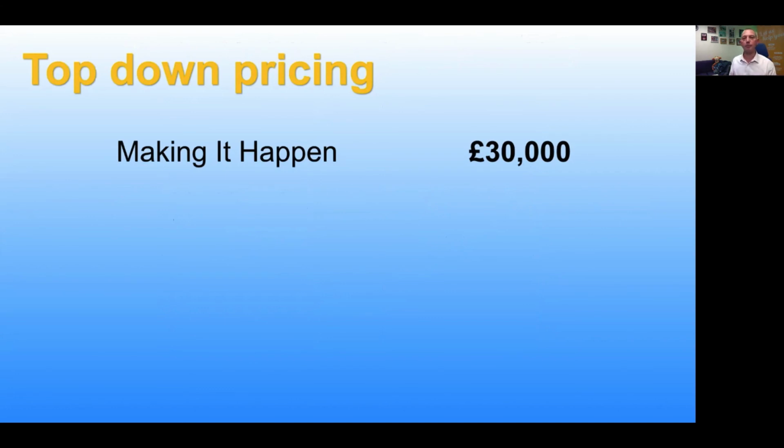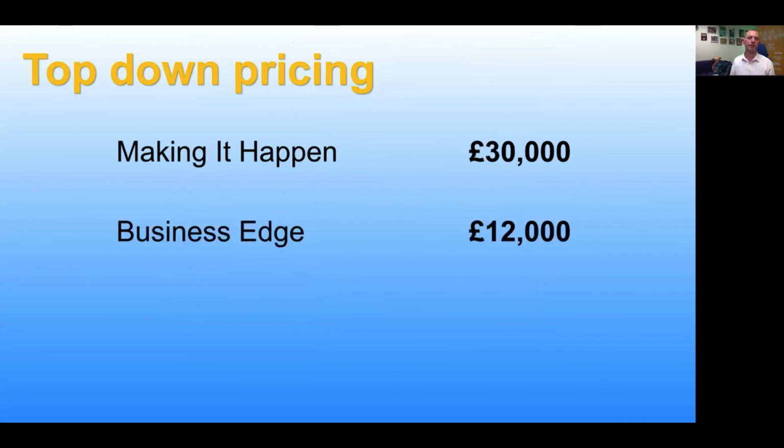So a Making It Happen program, this is really quite intensive. You're helping them maybe create some of the systems, things like that, or someone in your team is. So this is a 1 year package of £30,000. Some charge much more than that. That's kind of an average.